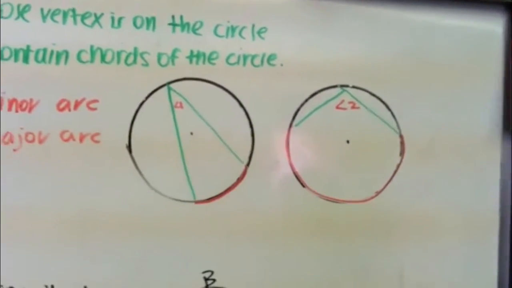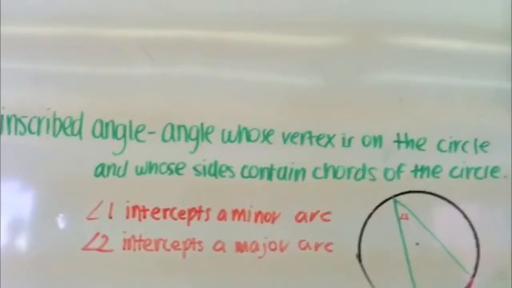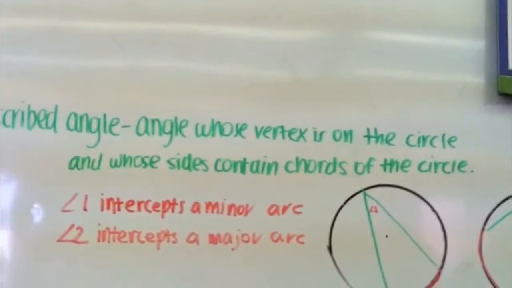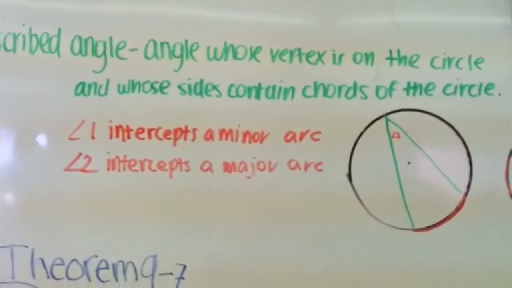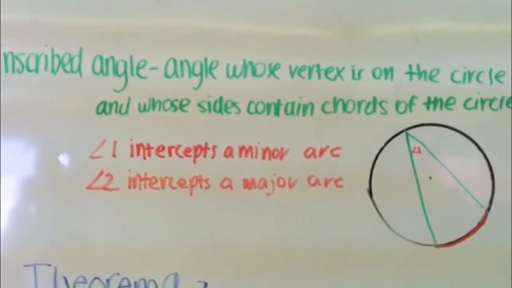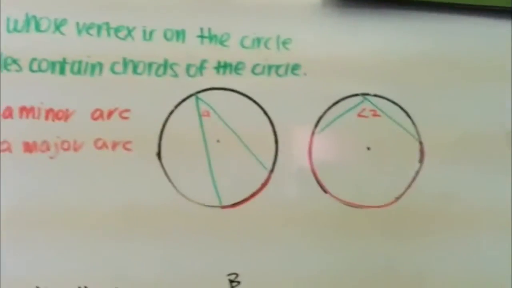Angles 1 and 2 shown at the right are called inscribed angles. An inscribed angle is an angle whose vertex is on a circle and whose sides contain chords of the circle. We say that the angles at the right intercept the arc shown in color. Angle 1 intercepts a minor arc. Angle 2 intercepts a major arc.